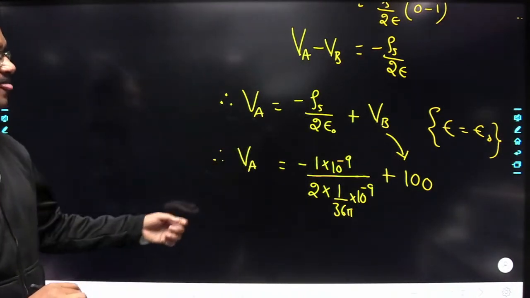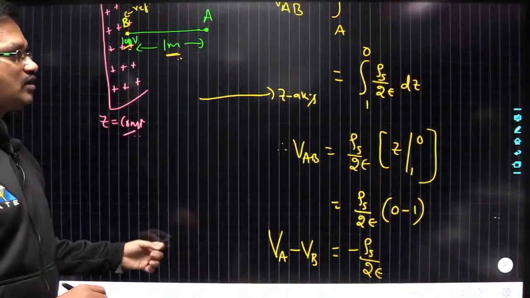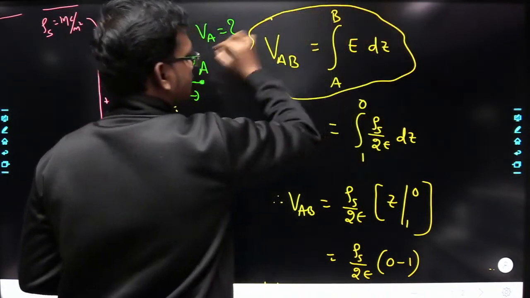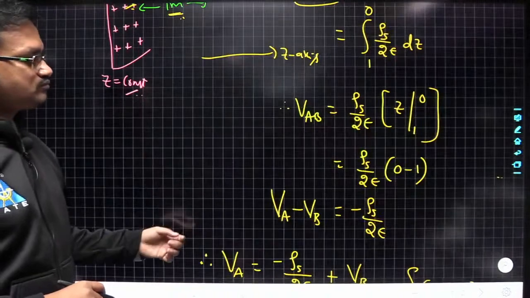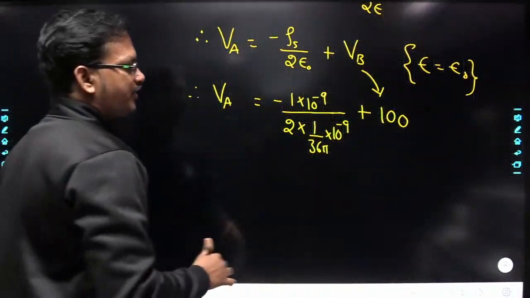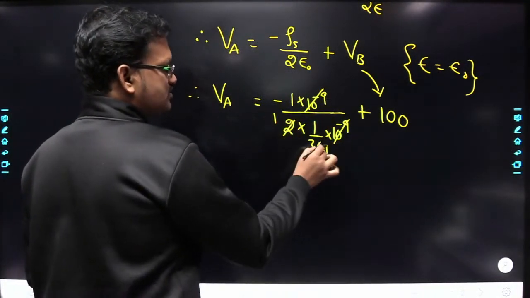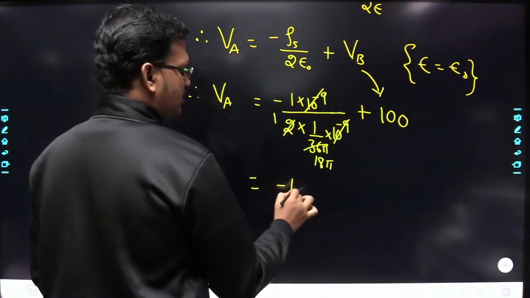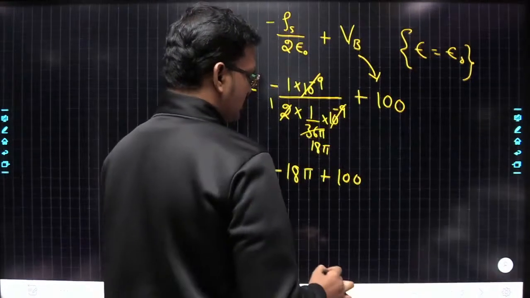Always follow this and solve the problem like this. Now what you are going to get here: 10 power minus 9 and 10 power minus 9 will get cancelled. Here you have 2 ones, and here you will get 18 pi. So therefore you will get minus 18 pi plus 100.